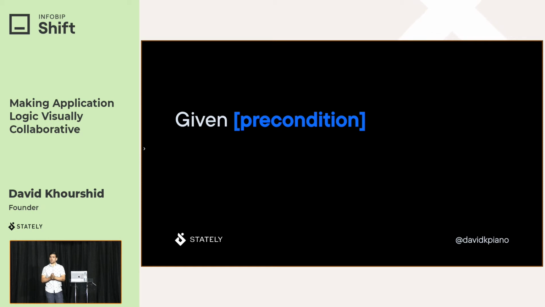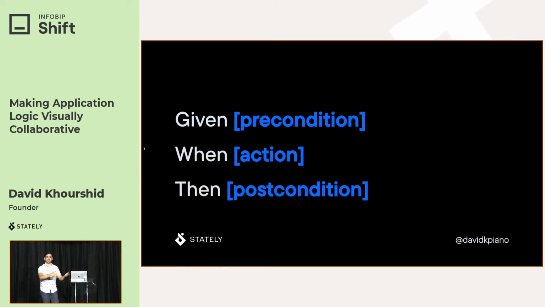But we also describe these not only as diagrams, but also as text. So when we're talking to a project manager or a designer about how certain things should work in the application, we typically have user stories where, given a precondition, when an action happens, then some post-condition should occur. Given, when, then, behavioral development, all of the stuff that you're used to.